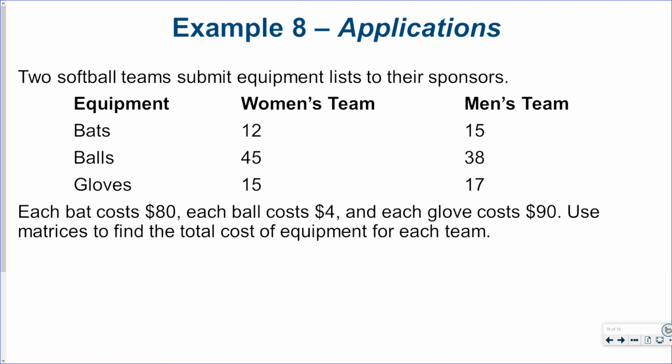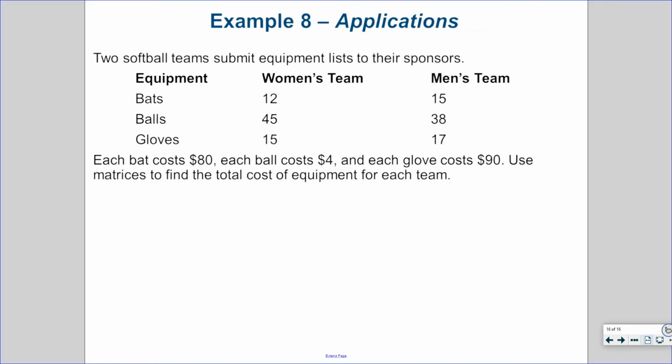Can't we just take like 80 times 12? Yeah, this is easier. This is super easy. But it says use matrices to find the total cost. It just uses matrix multiplication, so it's basically saying let the equipment represent one matrix. So I'll do the women's in one column. This is just to show you how matrices are used. It's a way of organizing a list of numbers like this: 12, 45, 15. And then I'll do the men's in this column.